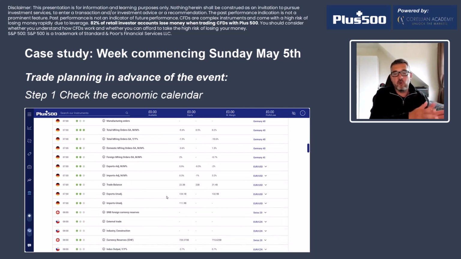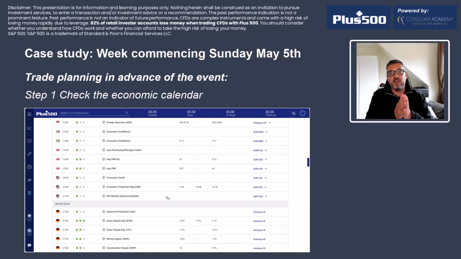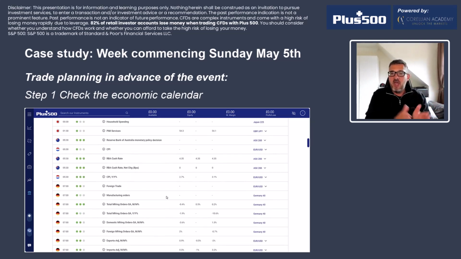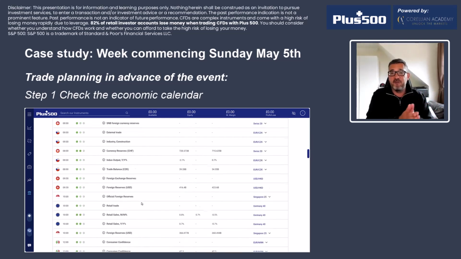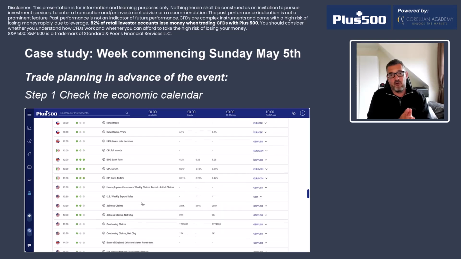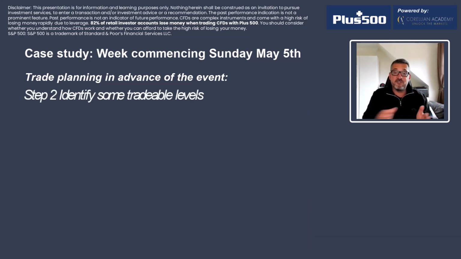I use this tool in this example to confirm that economic data across the upcoming trading period is very light after a busy previous week, and that there are interest rate decisions from the RBA in Australia and the Bank of England in the UK, neither of which should directly impact the direction of gold, but are worthy of taking note of. Step two is to identify some tradable levels.